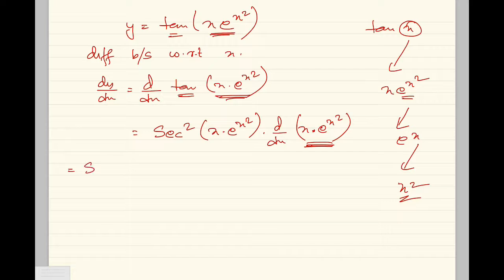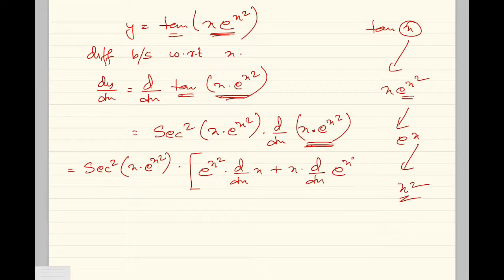So that gives me, let me do it towards the extreme left, x e to the power x square. And you know the product rule. What is the product rule, everyone? Second, that is e to the power x square, into d/dx of first, that's x, plus first into d/dx of second. Correct, everyone? Okay, now this gives me sec square x e to the power x square.